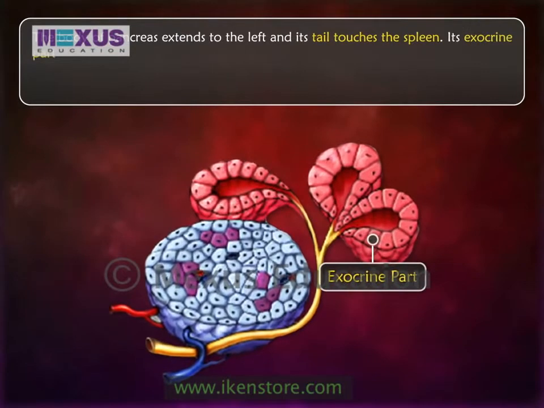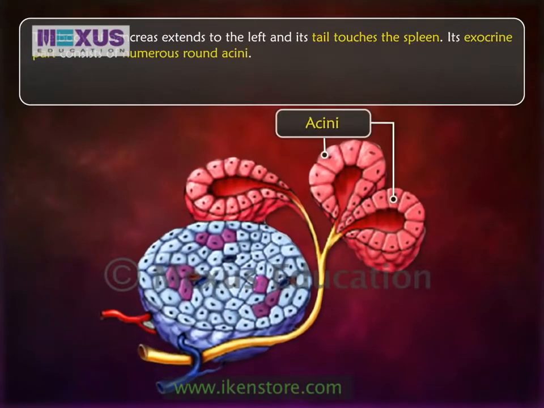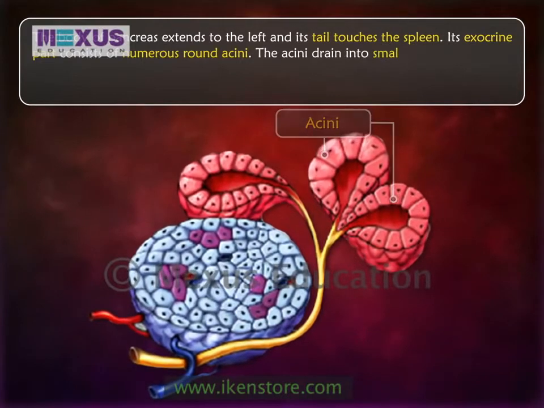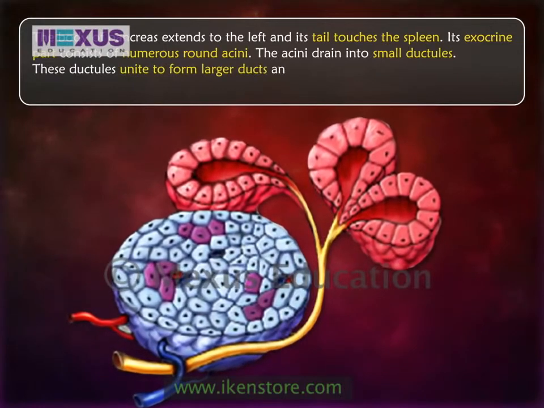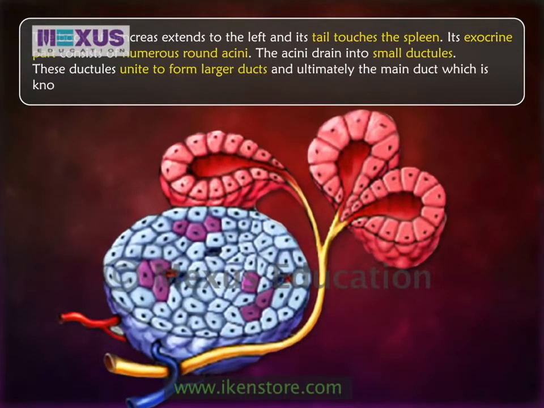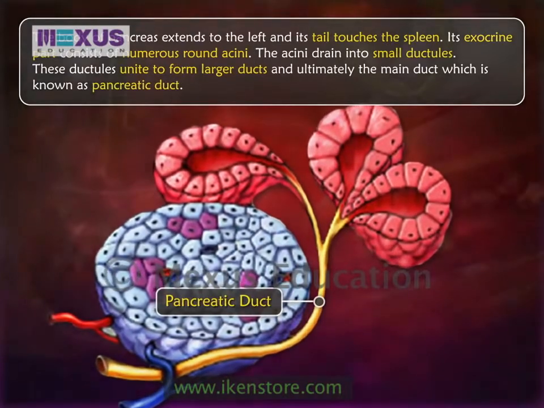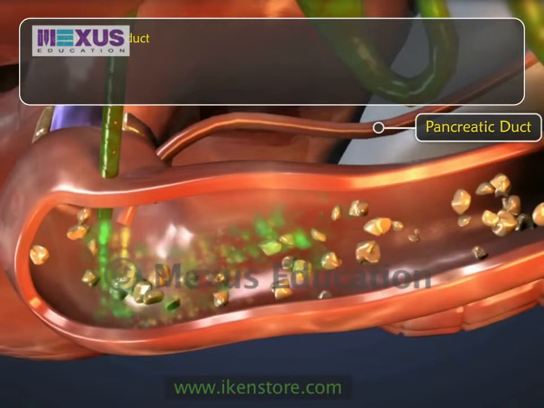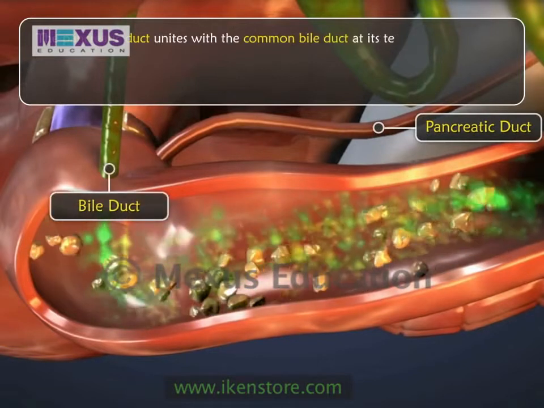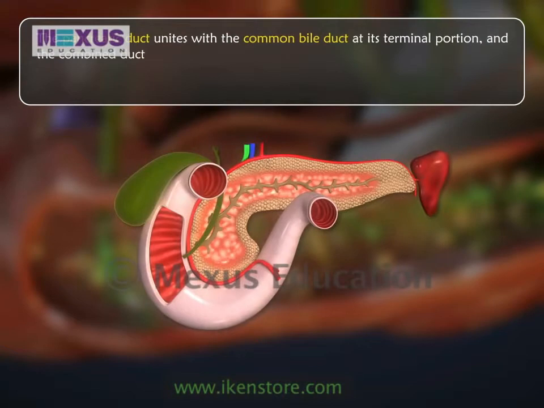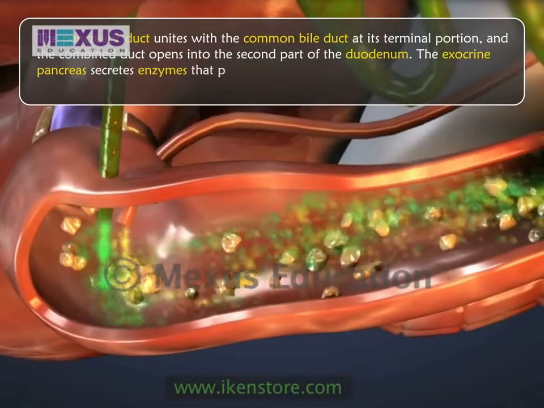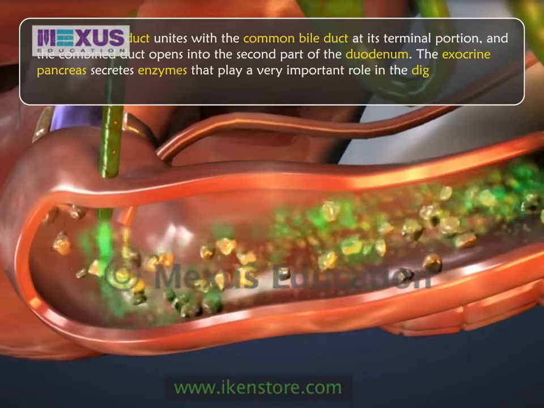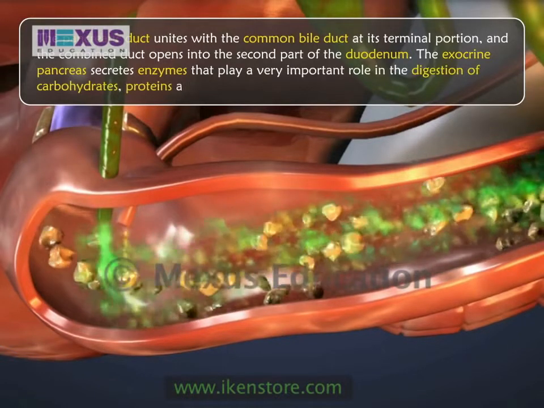Its exocrine part consists of numerous round acini. The acini drain into small ductules. These ductules unite to form larger ducts and ultimately the main duct, which is known as the pancreatic duct. The pancreatic duct unites with the common bile duct at its terminal portion, and the combined duct opens into the second part of the duodenum. The exocrine pancreas secretes enzymes that play a very important role in the digestion of carbohydrates, proteins and fats.